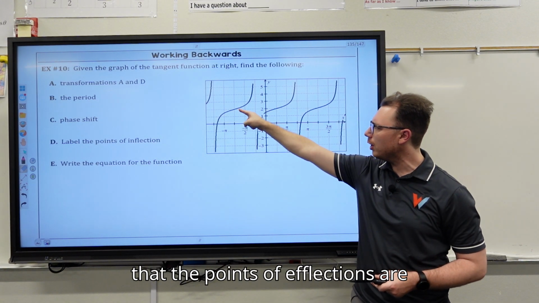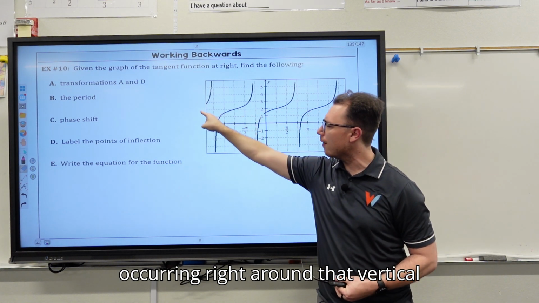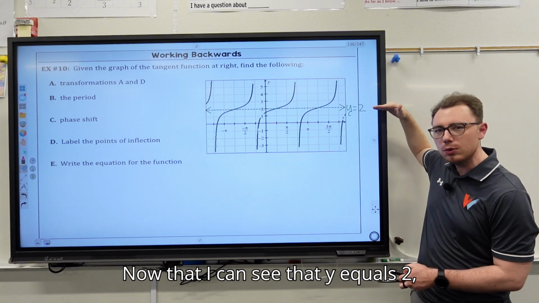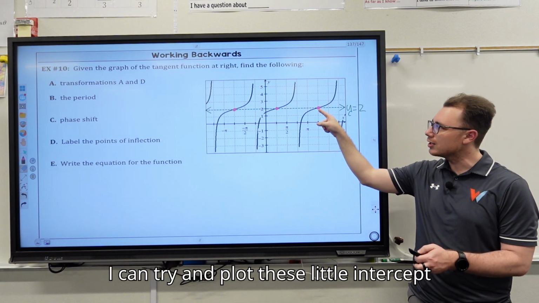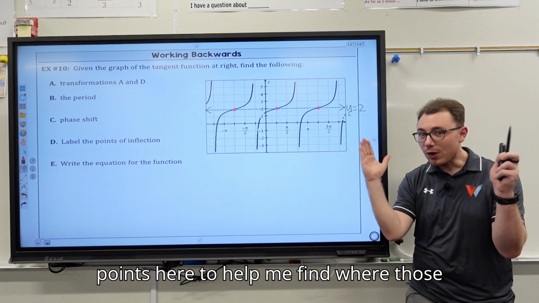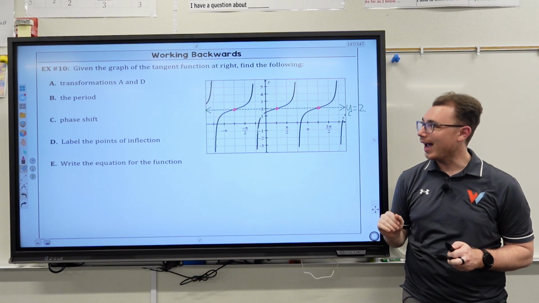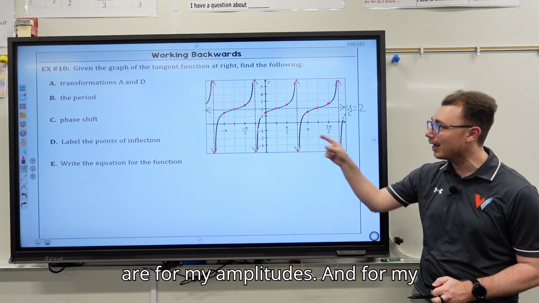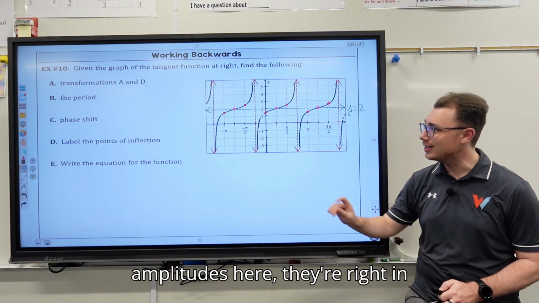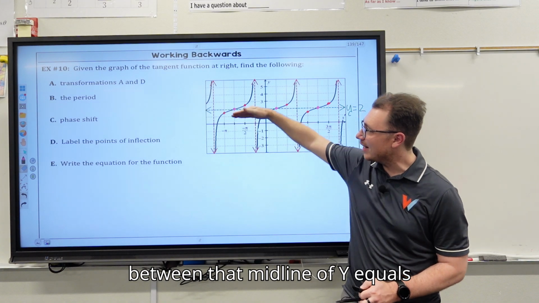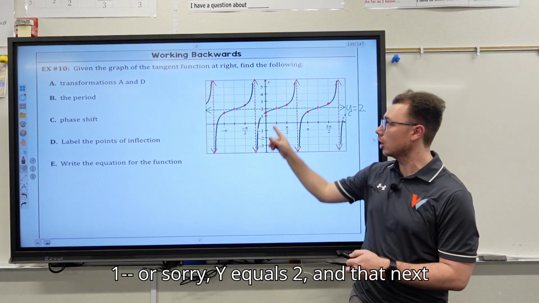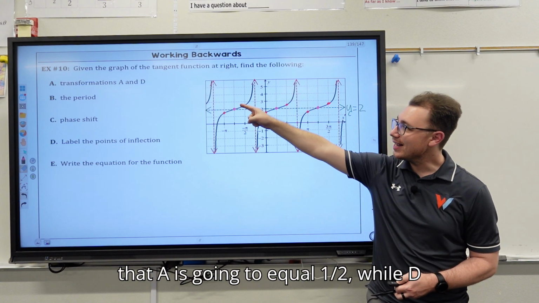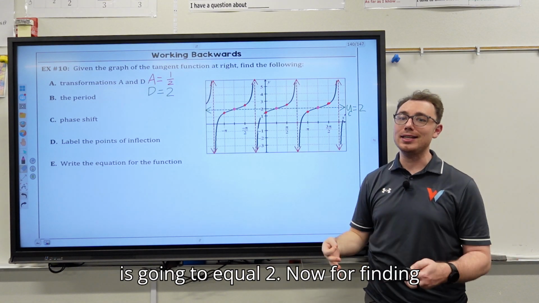And I can kind of see that the points of inflections are occurring right around that vertical value of y equals 2. Now that I can see that y equals 2, I can try and plot these little intercept points here to help me find where those middle values are for my asymptotes. Now that I have my asymptotes, I can find where those points are for my amplitudes. And for my amplitudes here, they're right in between that midline of y equals 2 and that next unit above. So I can state that A is going to equal 1/2 while D is going to equal 2.